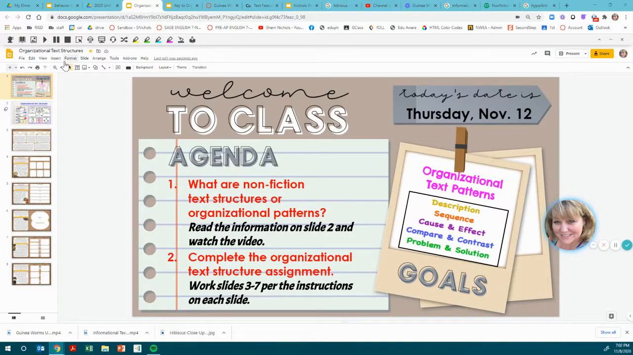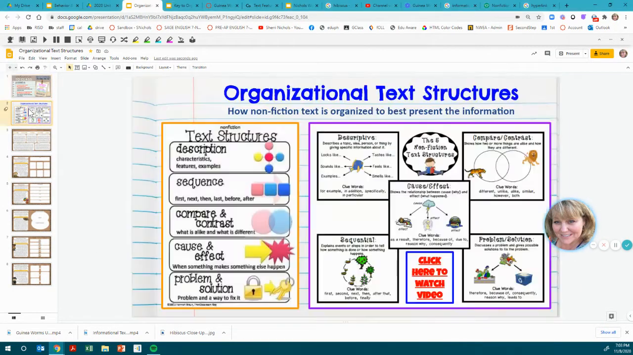Text structures, which is a continuation of your Unit 3 test review. Organizational text: what are nonfiction text structures or organizational patterns? Well, we will read the slides on information on slide 2. And then it says complete the organizational text structure assignment work slides 3 through 7 per the instructions on each slide. So let's start with organizational text structures, how nonfiction text is organized to best present the information.